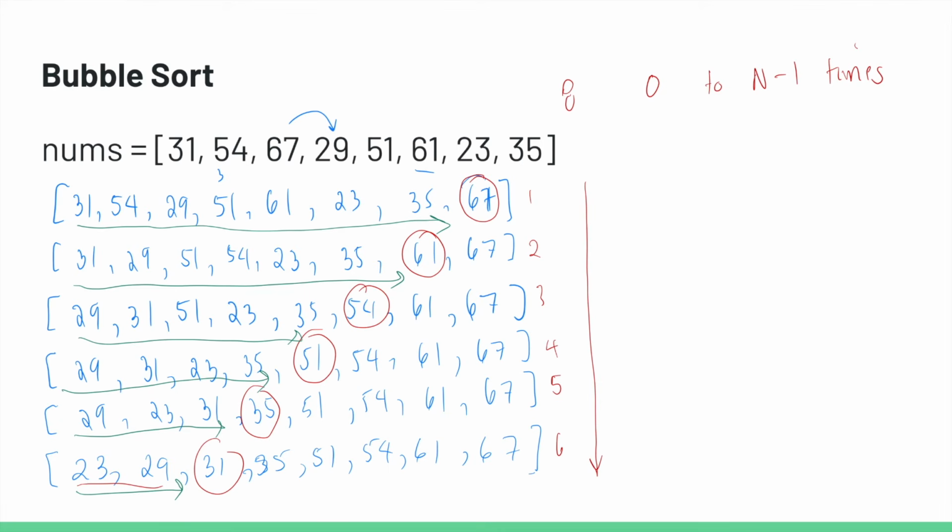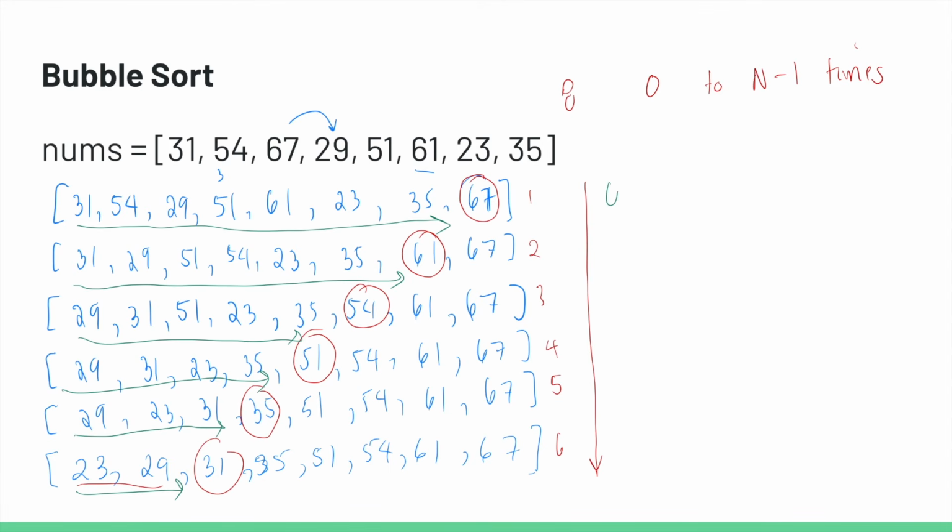Right here, we didn't really go through n minus 1 times, but in general, that's what it would take to get to the end of the bubble sort. Now each time we're going to a different index. So the portion of the array that we're covering each time gets smaller and smaller.